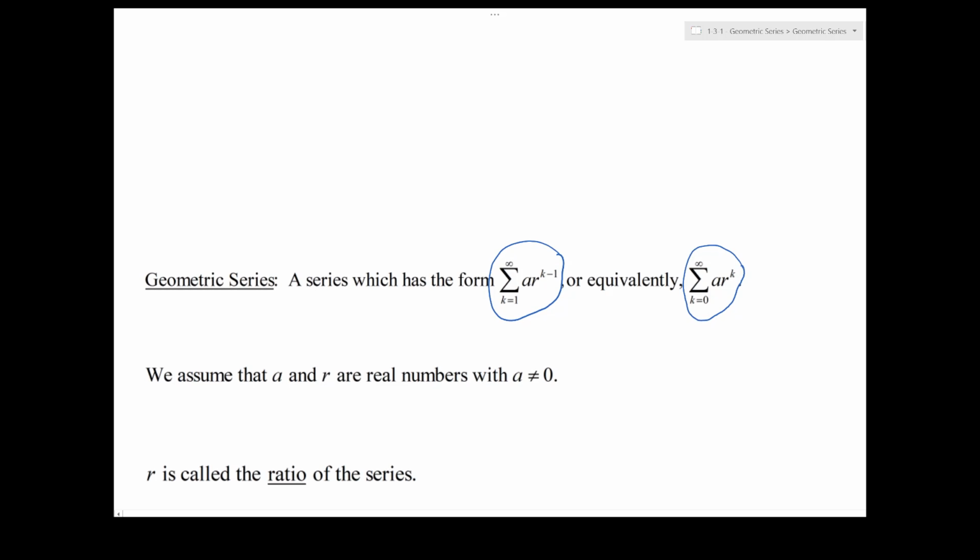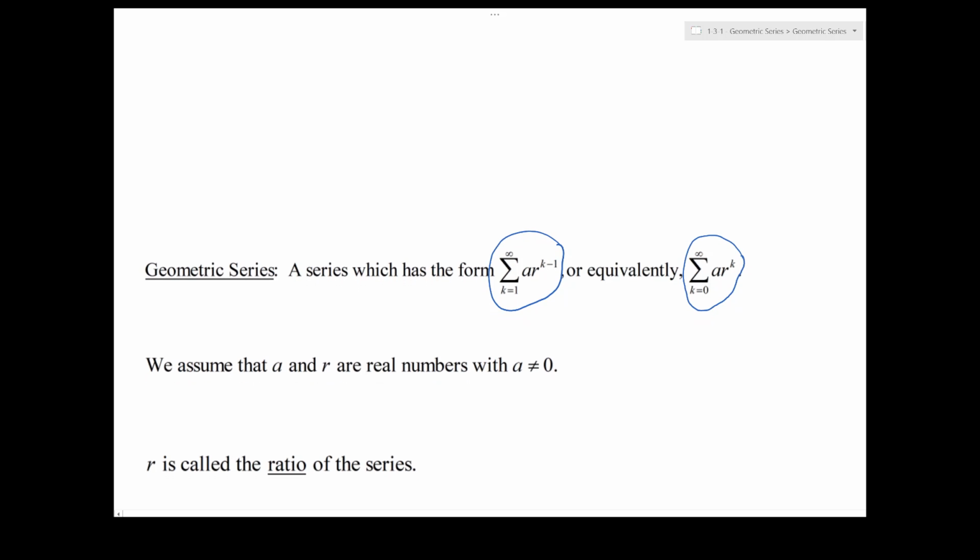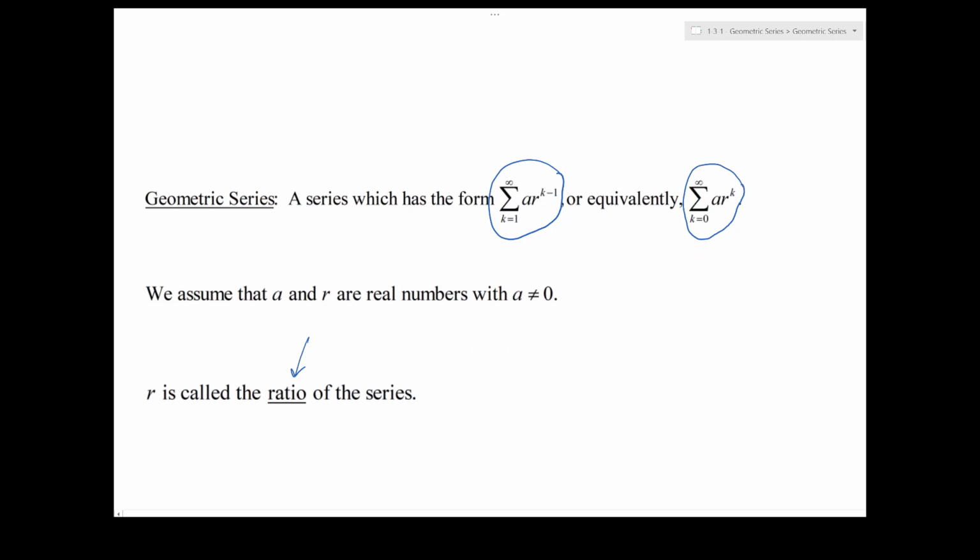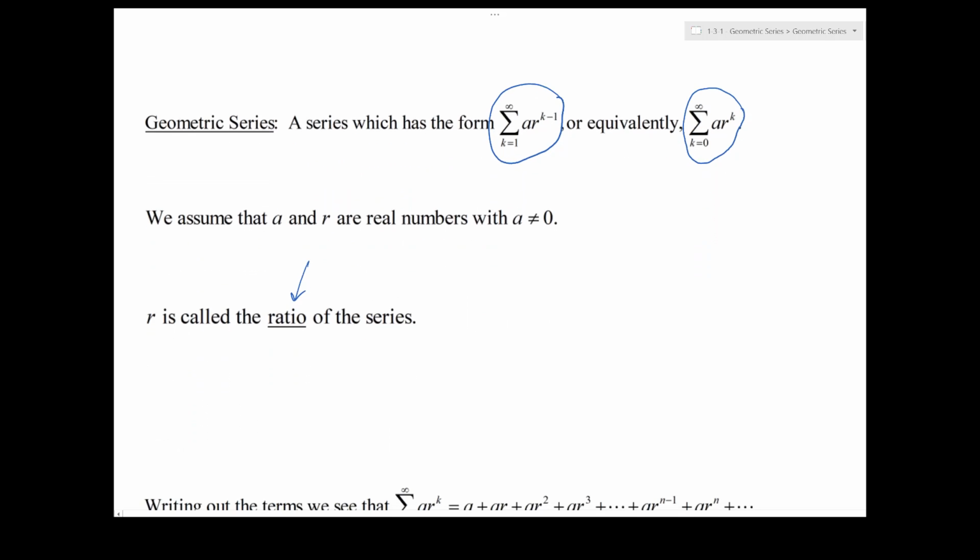That r value, speaking of, is called the ratio of the series, right there. It has a special property for the series, as we're going to see. So we call it the ratio. Kind of tells us what's going on.